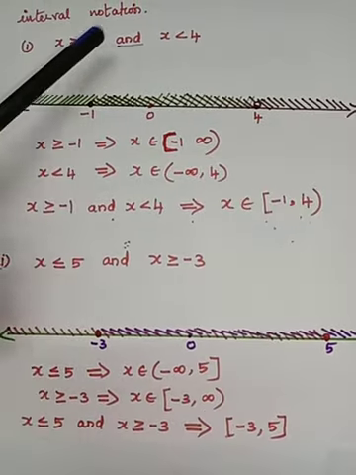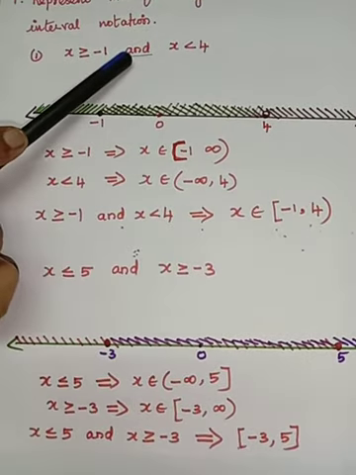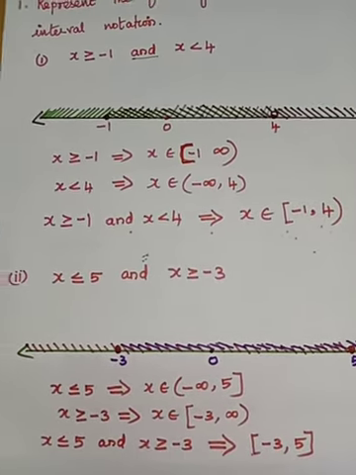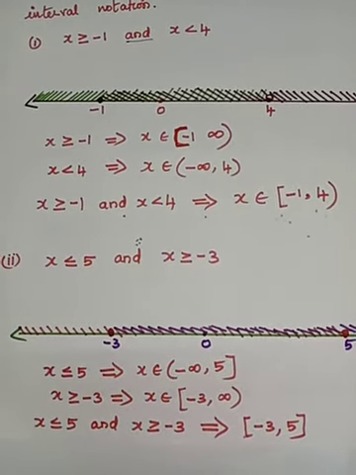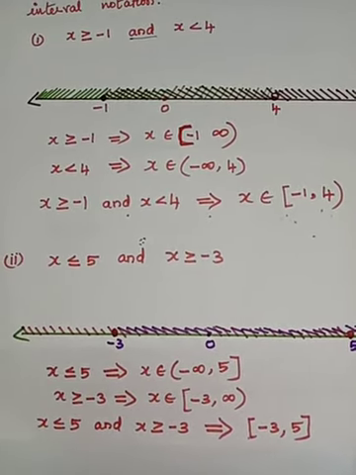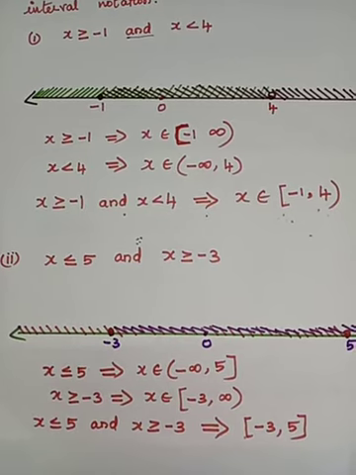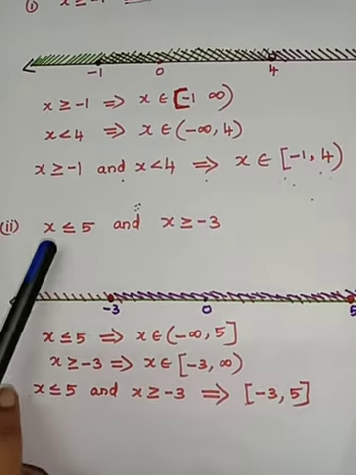Keep that in mind. Here what is there? And means you have to write the intersection of both the intervals. If or comes, you have to join both the intervals. Okay. So come to the second problem.